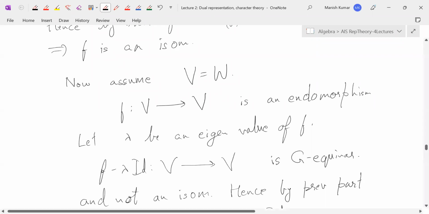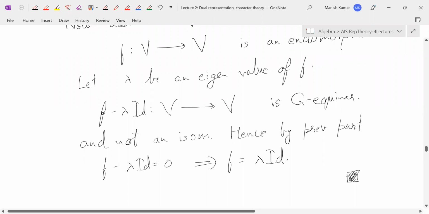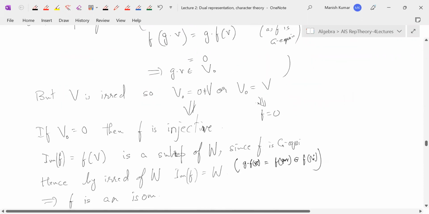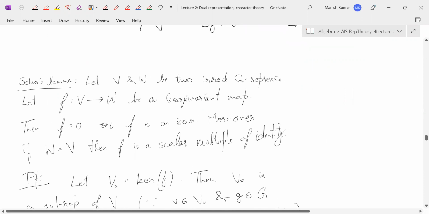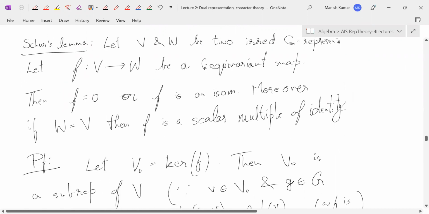So it's not an isomorphism. So this must be the zero map, F minus lambda identity. A zero map tells you that F must be lambda times identity. As you can see, the proof is very straightforward. We just use the irreducibility of V and W, and we got this and this. Some small abstraction gives you this proof in a very straightforward way. Okay, so that is our Schur's lemma.